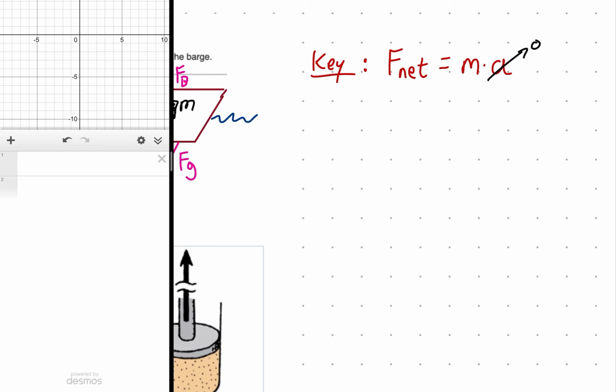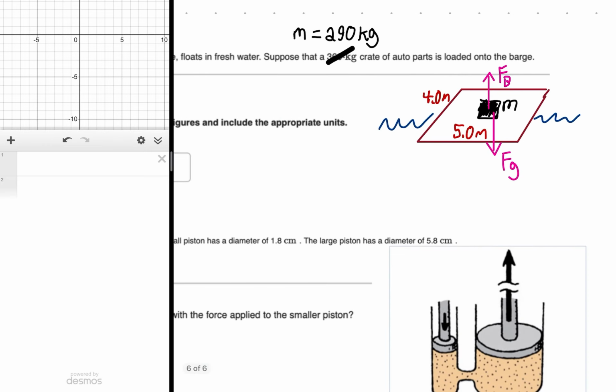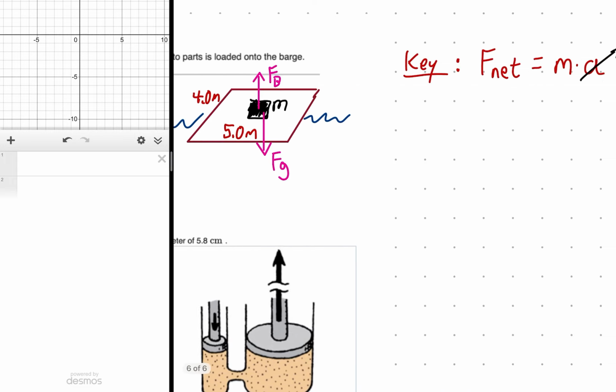This would be, if we just took, say, the crate and just threw it in the water and let it sink, then we could solve for its acceleration. At what rate does it sink? Or if it was a stone or something and we threw it in a lake, at what rate does that stone sink as it sinks to the bottom of the lake? But that's not the question here.